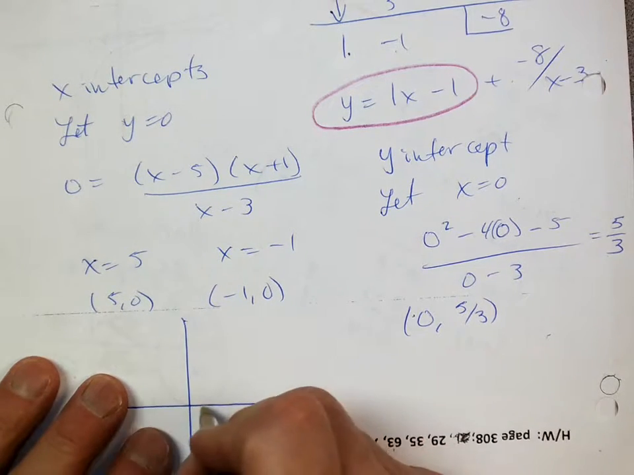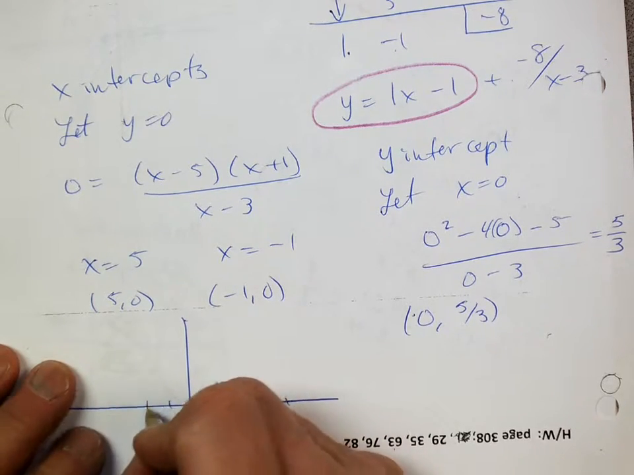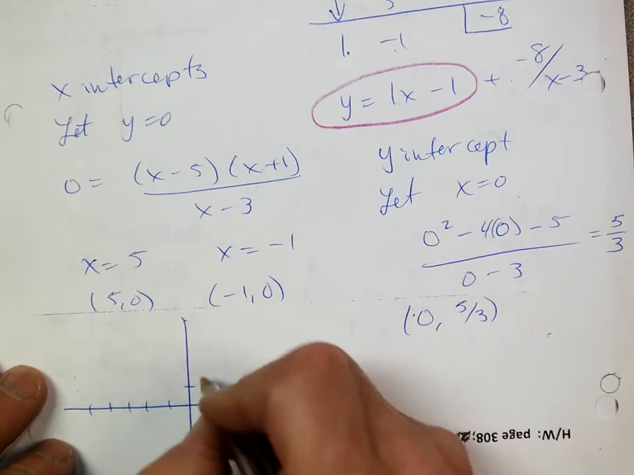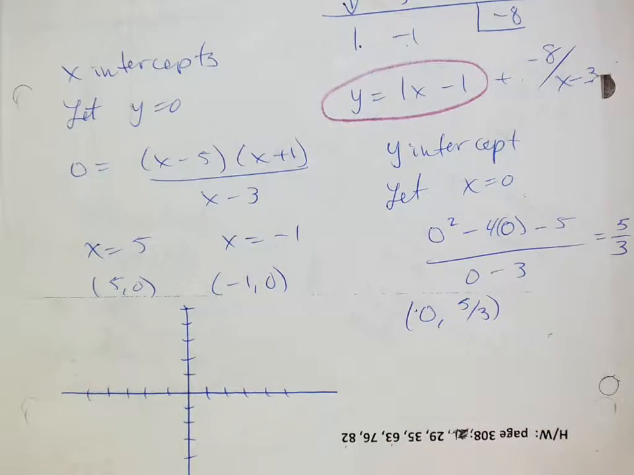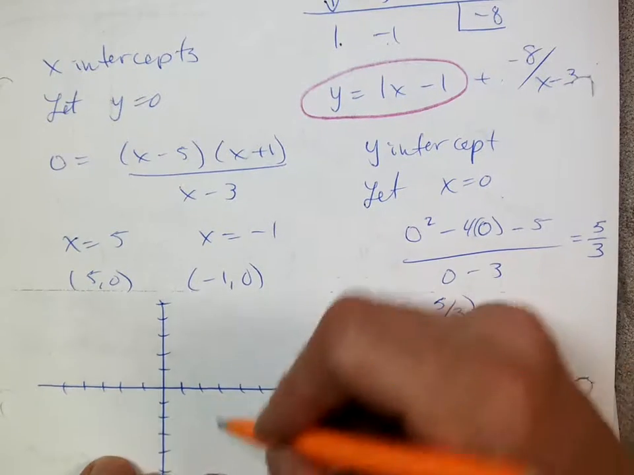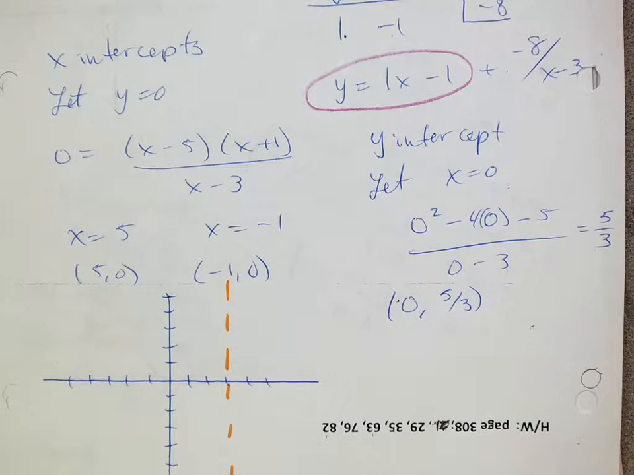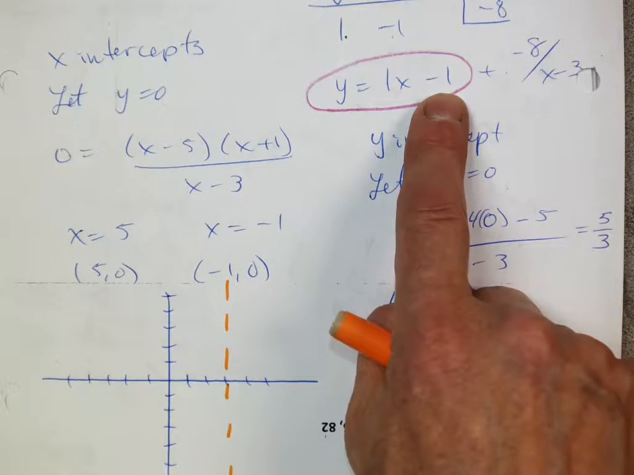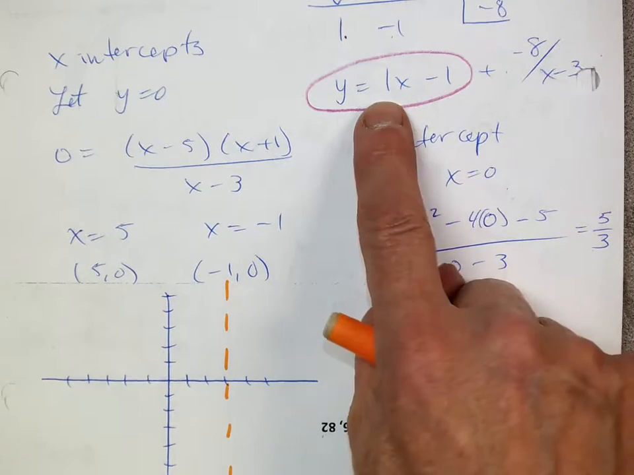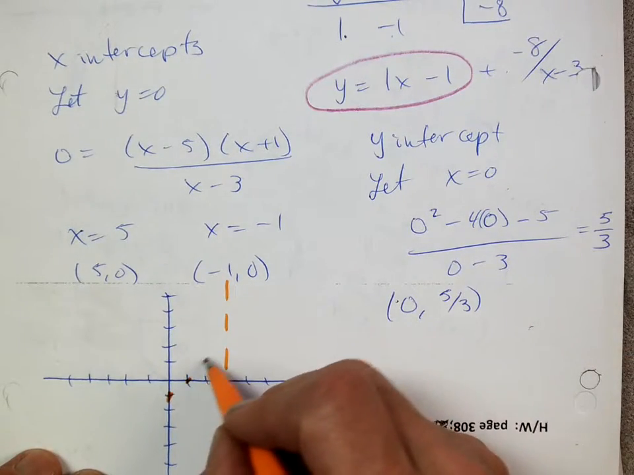I graph the asymptotes first. 1, 2, 3, 4, 5. Okay. So, vertical asymptote at 3. Right? Now how does the slant asymptote work? Well, just like we graph this line. Start at negative 1, go up 1 over 1, up 1 over 1, up 1 over 1, right? Start at negative 1, up 1 over 1, up 1 over 1.